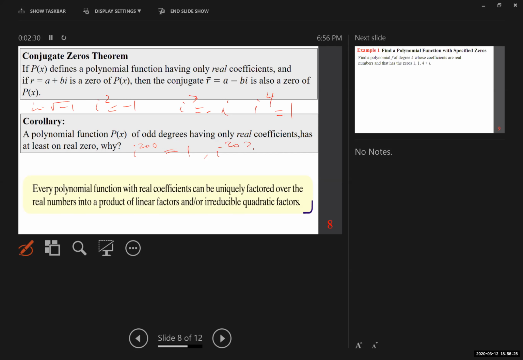Just for the sake of argument, i to the power of 203. If I divide 203 by 4, the remainder is 3. Agreed? So it's the same as i cubed. And we know i cubed is? That's what happens.